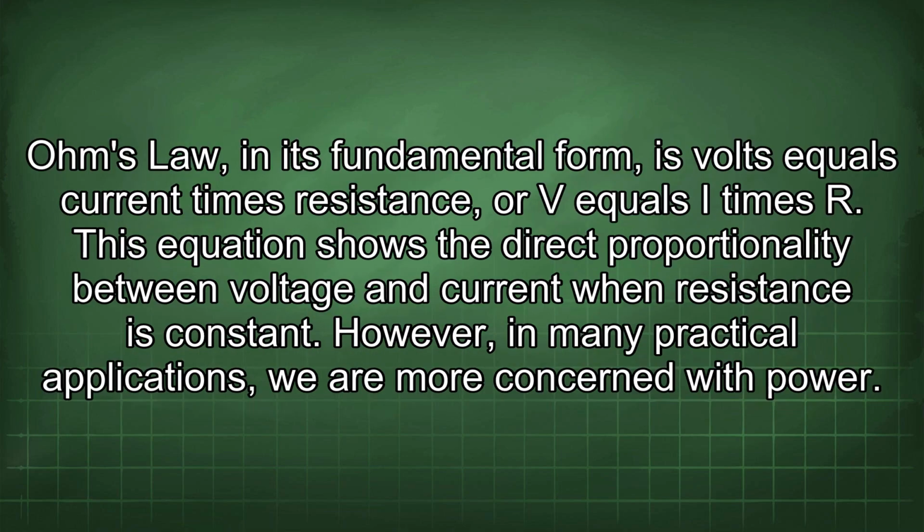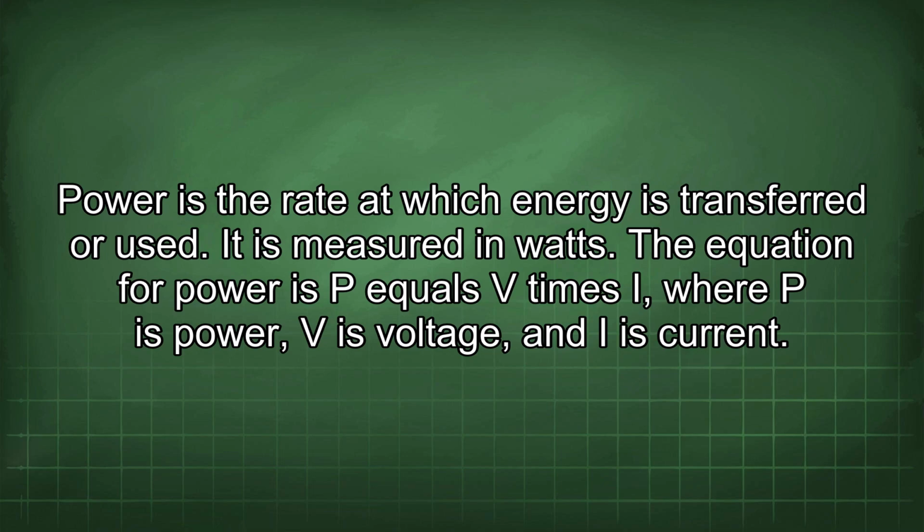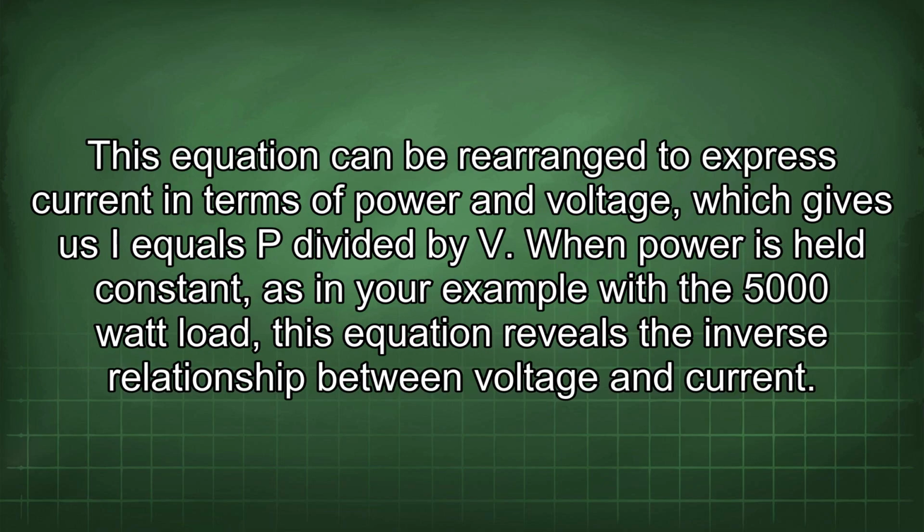Ohm's law, in its fundamental form, is volts equals current times resistance, or V equals I times R. This equation shows the direct proportionality between voltage and current when resistance is constant. However, in many practical applications, we are more concerned with power. Power is the rate at which energy is transferred or used. It is measured in watts. The equation for power is P equals V times I, where P is power, V is voltage, and I is current. This equation can be rearranged to express current in terms of power and voltage, which gives us I equals P divided by V when power is held constant.